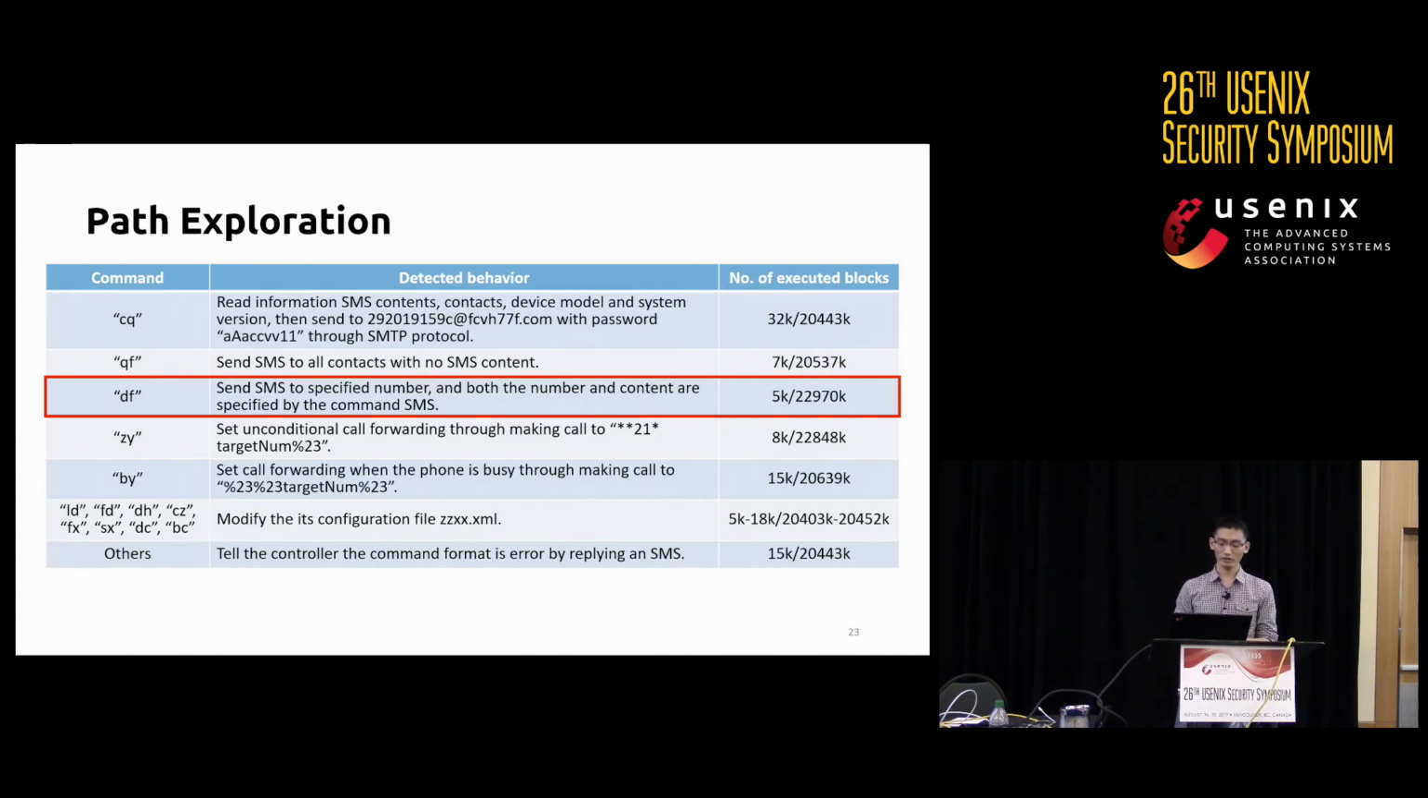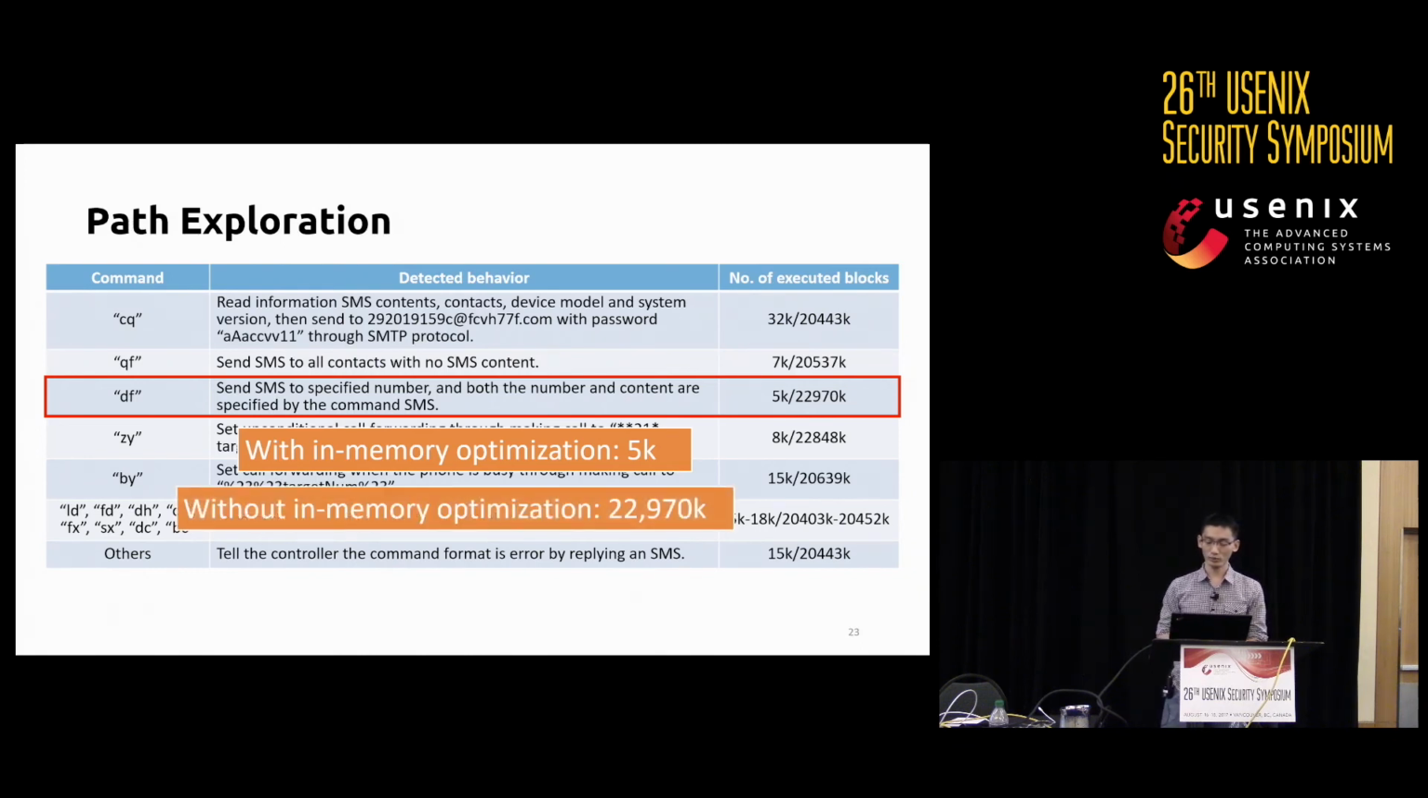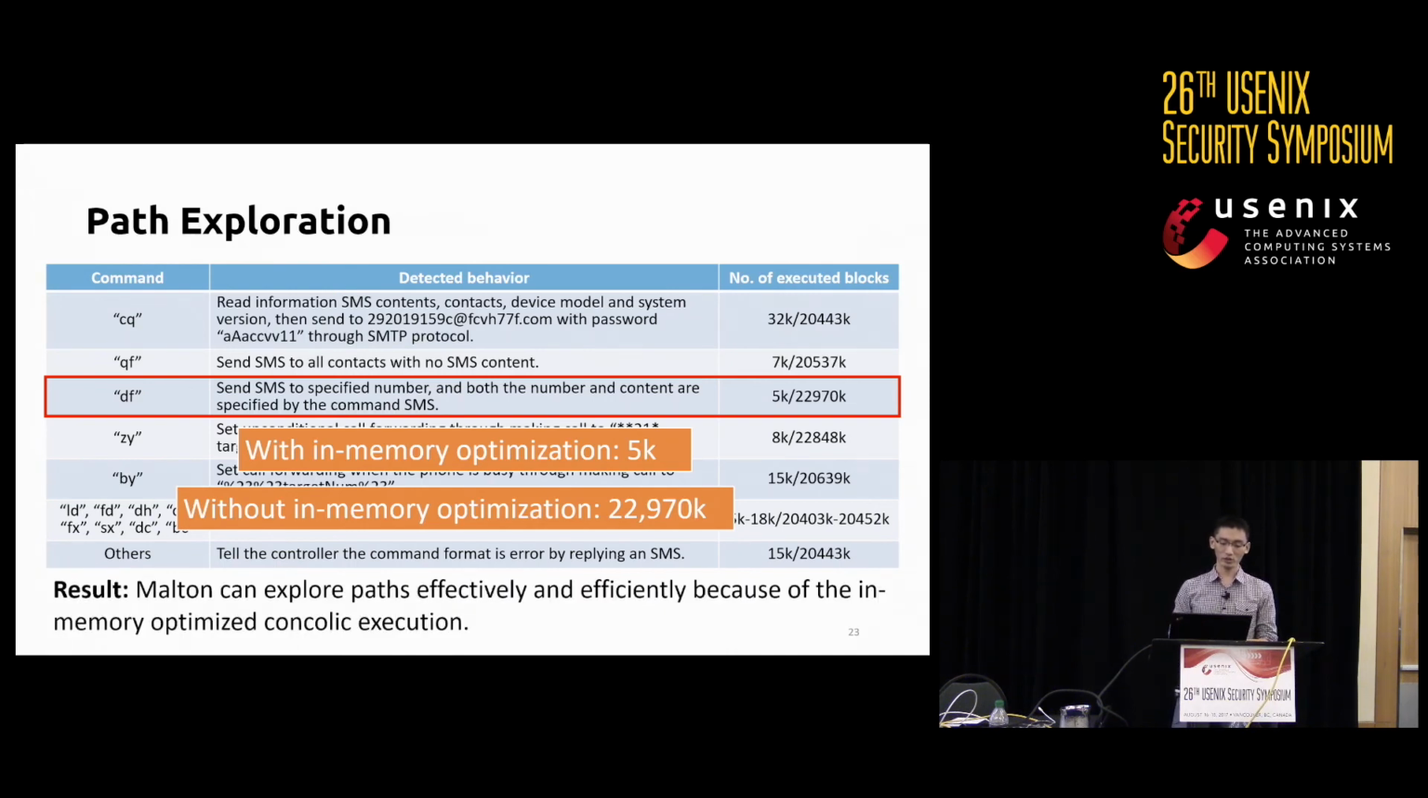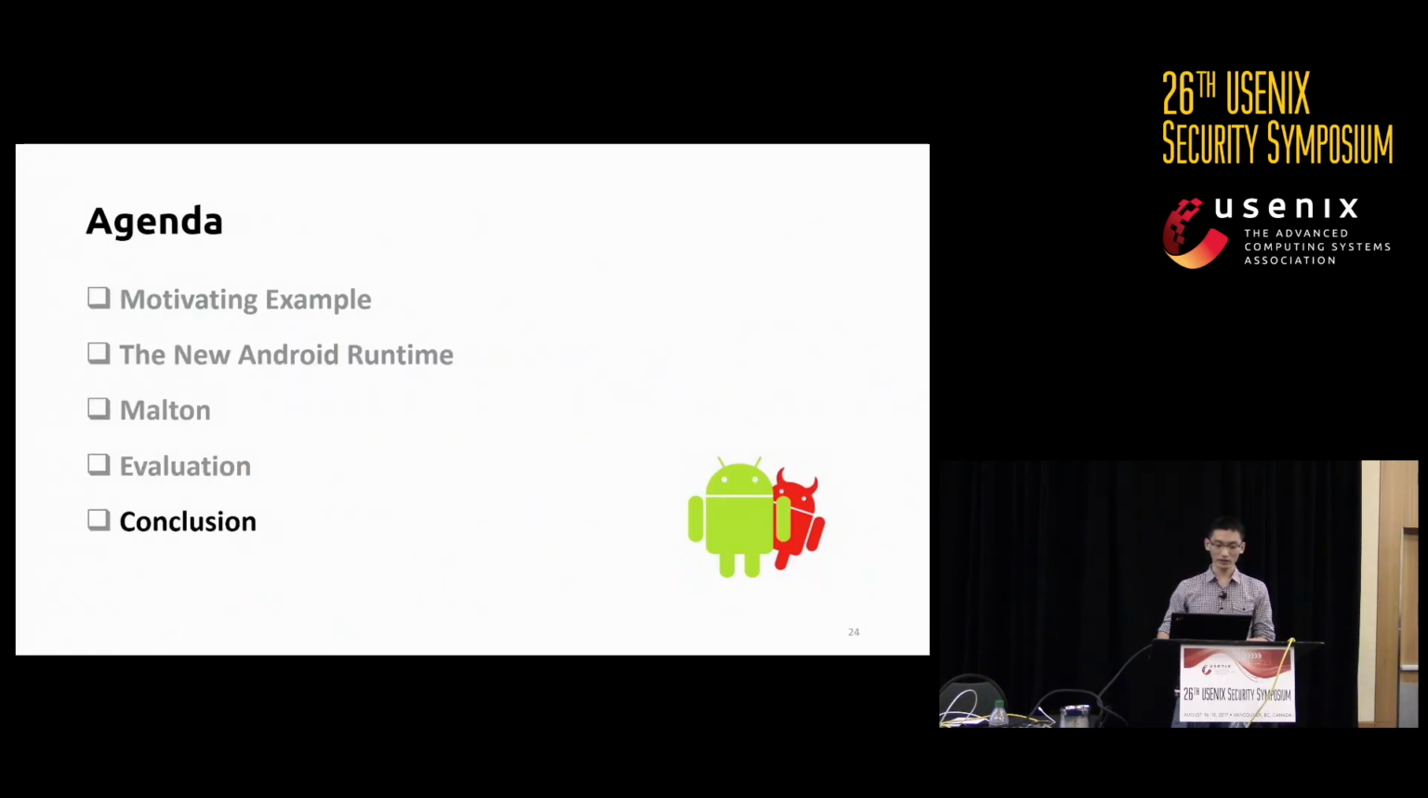If we explore the malicious action with in-memory optimization, only 5,000 blocks are executed. But if we load the whole app to explore the malicious action, there will be more than 22 million blocks executed. So from the results, we can find Malton can explore paths effectively and efficiently because of the in-memory optimized concurrent execution. Next, I will make a short conclusion of our work.